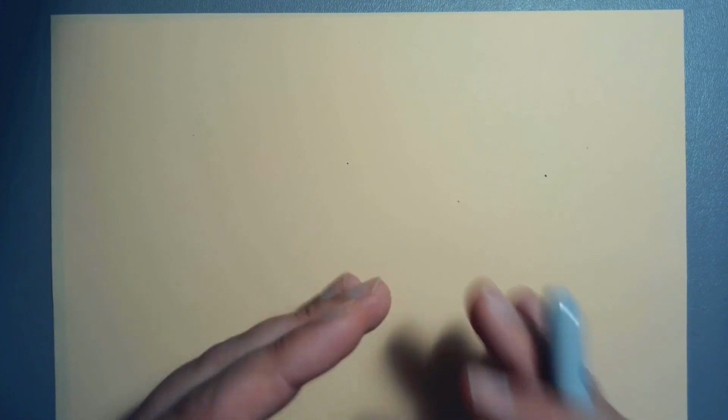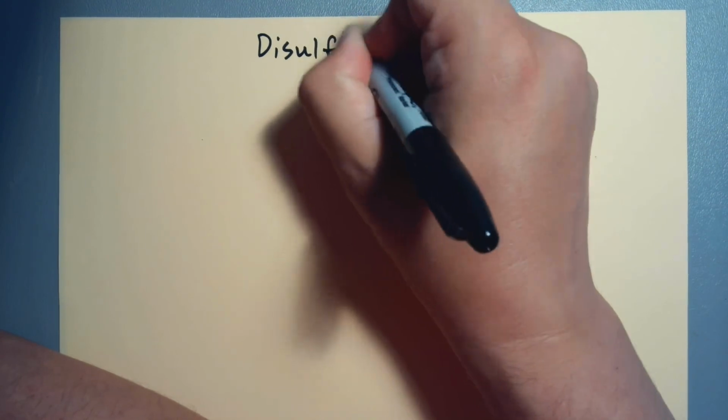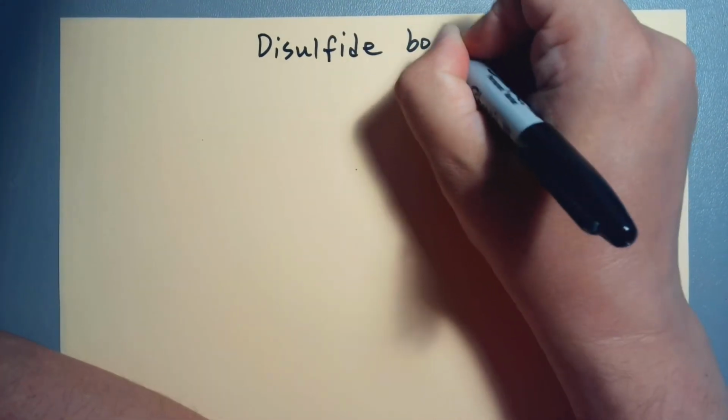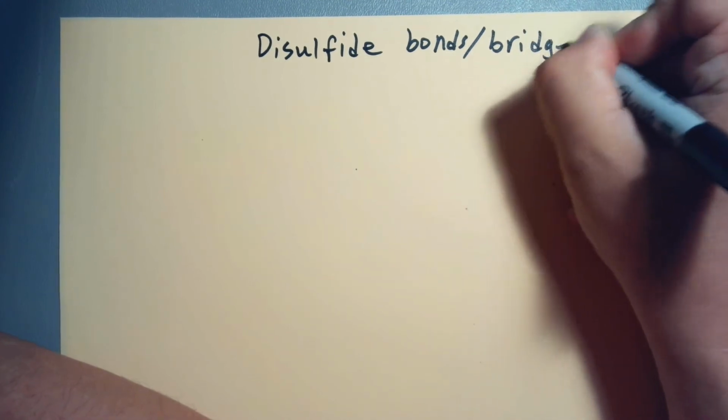Alright, so the last thing we're going to talk about here, the last thing for this section, kind of last detail of amino acids, are, oops, always helps to have a pen uncapped, are what we call disulfide bonds, or sometimes they're called bridges.